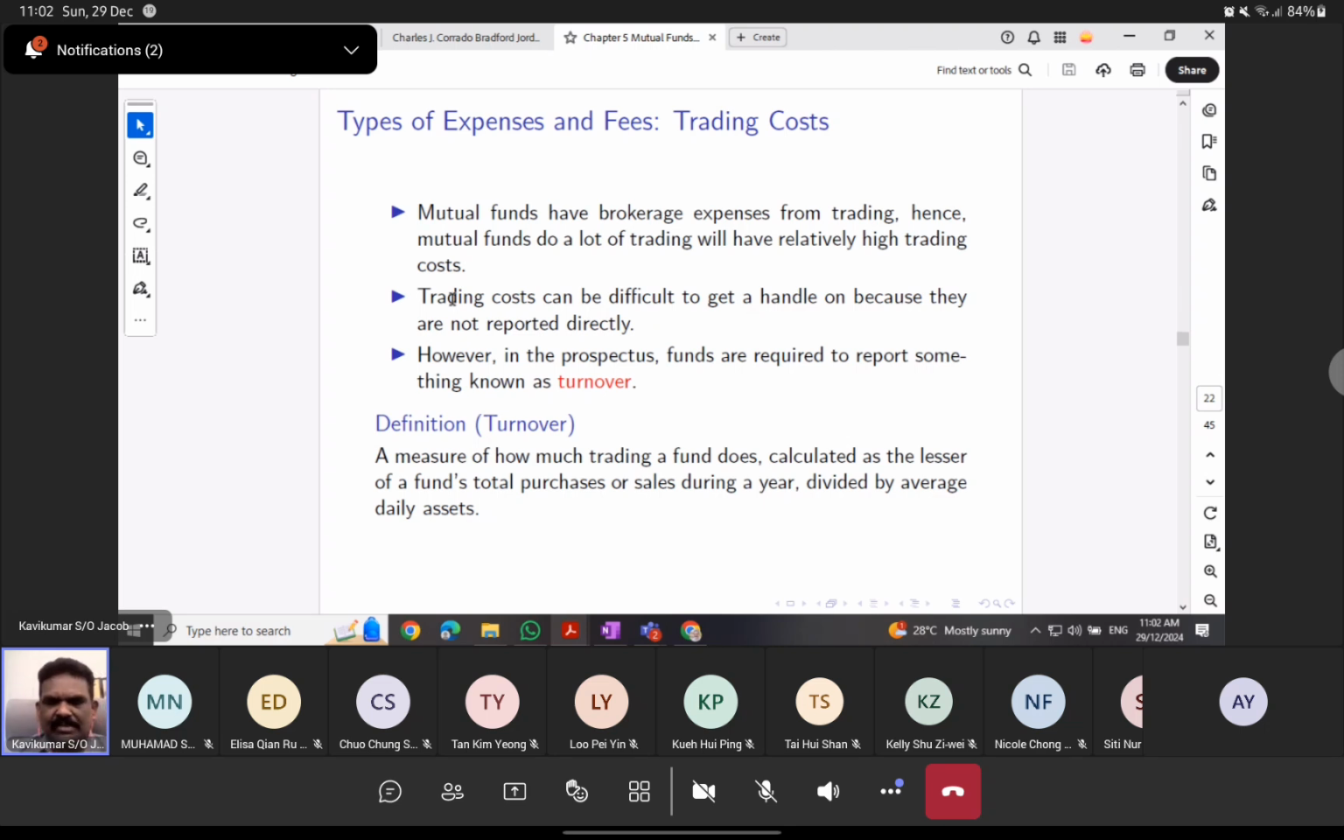So what is the trading cost? This depends on the business. However, in the prospectus, funds are required to report something known as turnover. Turnover is a measure of how much trading a fund does, calculated as the lesser of the fund's total purchases or sales during a year, divided by average daily assets. So it measures how much trading occurs in the mutual fund.